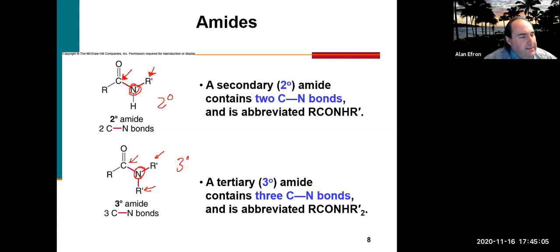So you can see a lot of things in organic chemistry are classified based on primary, secondary, or tertiary. And again, that's the simplest way to do it, just looking for how many carbons are directly attached to it.